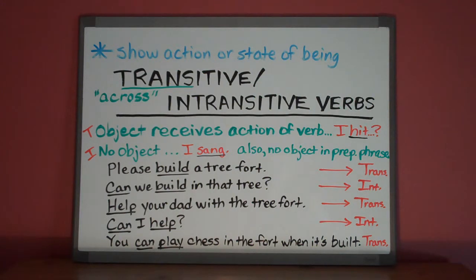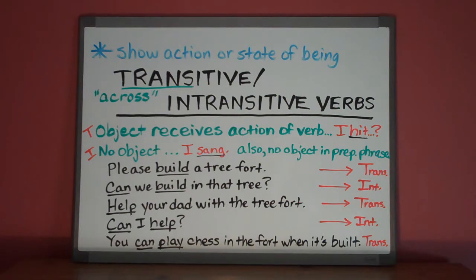The next example, help your dad with the tree fort, would be transitive because the verb help has a direct person object that is being helped, your dad. If you said, can I help, the verb phrase can help does not have an object that is being helped by I, the subject. The verb phrase can help, in this case, is intransitive.